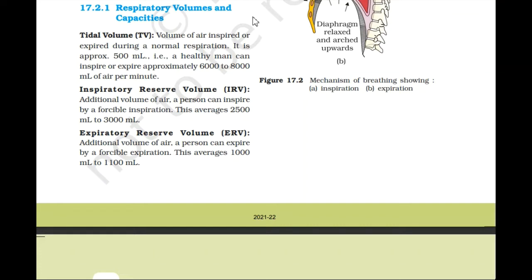That is, a healthy man can inspire or expire approximately 6000 to 8000 ml of air per minute. Inspiratory reserve volume: additional volume of air a person can inspire by forcible inspiration. This averages 2500 ml to 3000 ml. You have to remember the ml in tidal volume and in inspiratory reserve volume. In tidal volume it is 500 ml, while in inspiratory reserve volume it is 2500 to 3000 ml.